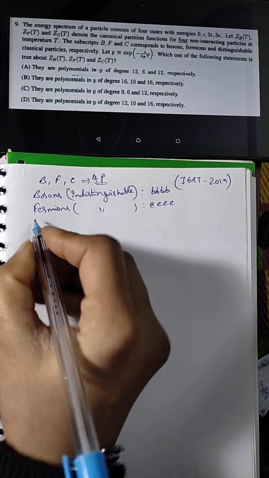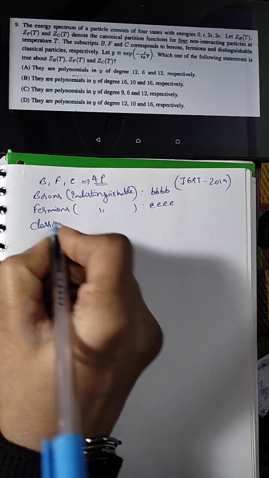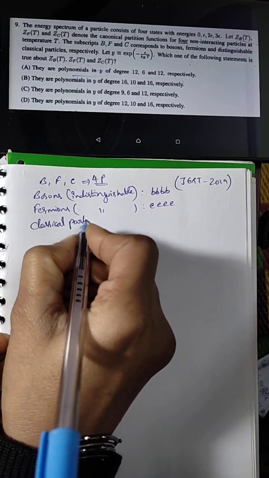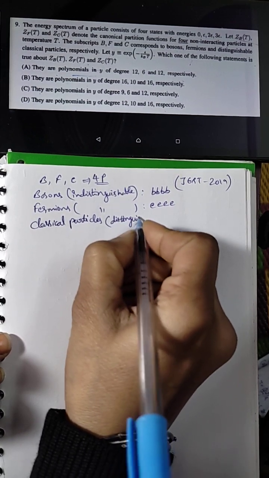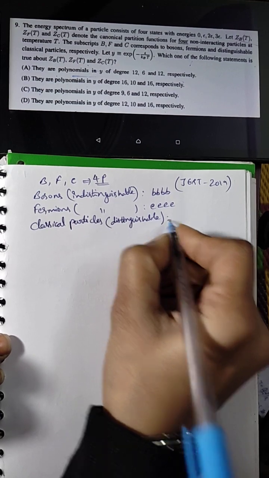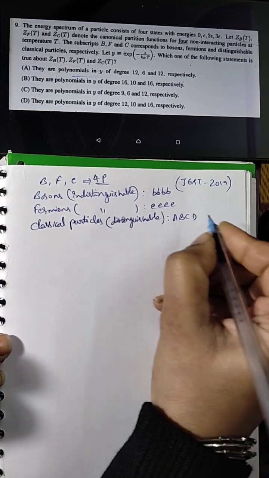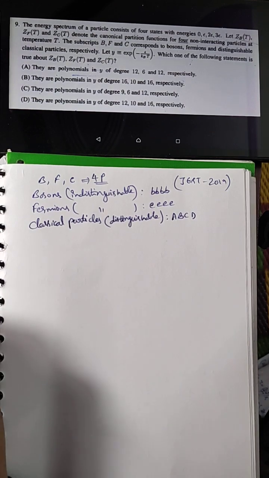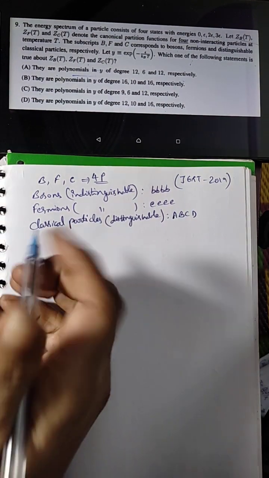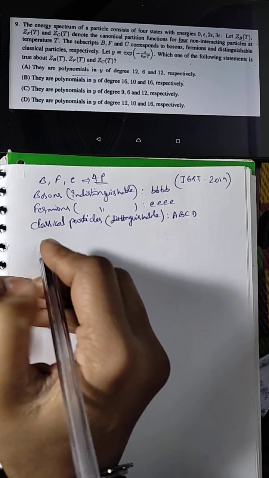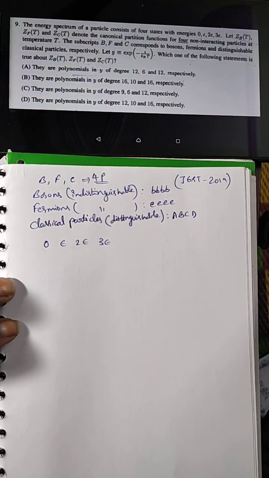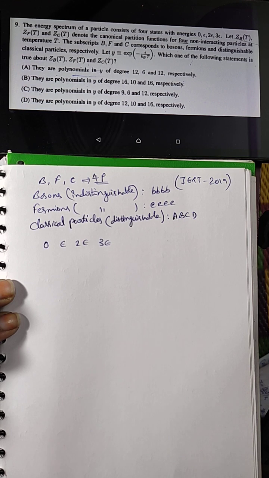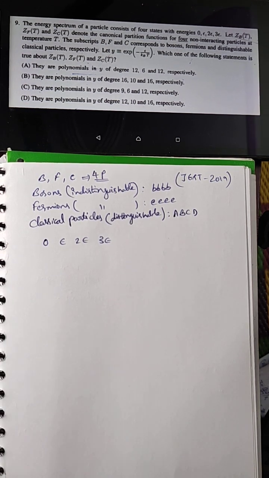And then classical particles. These are distinguishable. Means we can identify each and every particle. So let us take this as A, B, C, D. Now they said 4 states with energies 0, E, 2E, 3E. So this is the given thing.